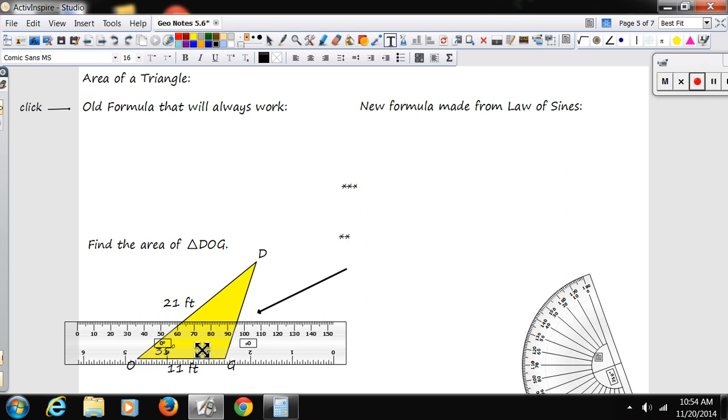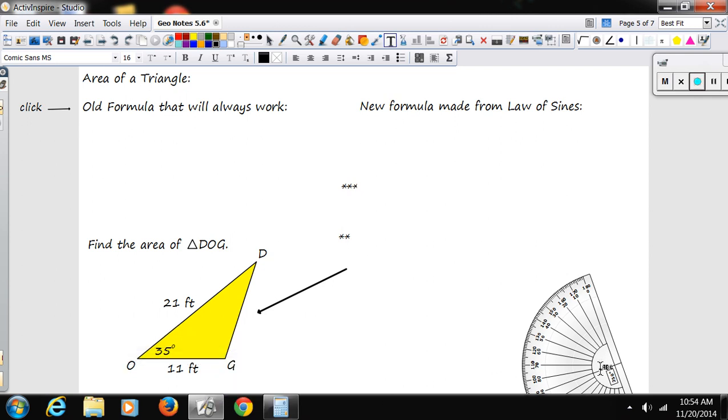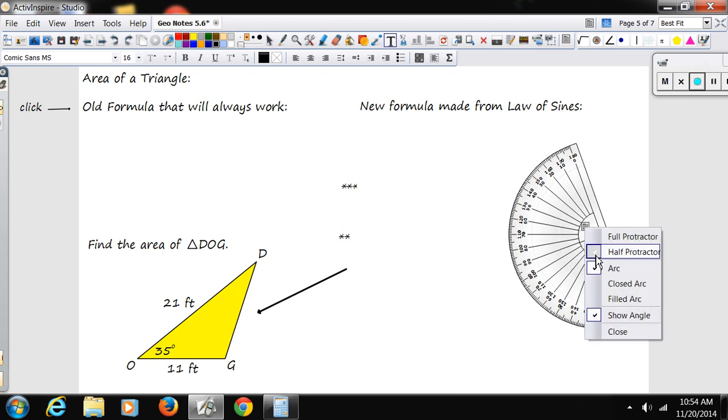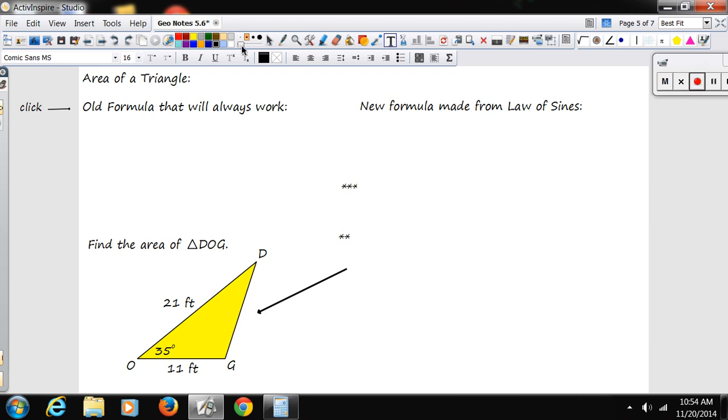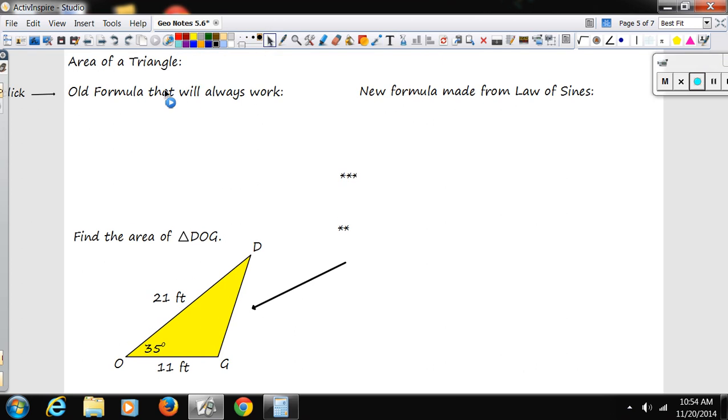I'm going to talk about area. Now, you already know area formulas. What is the area formula of a triangle? Base times height divided by 2. That formula will always work. But what do you have to have to use that formula? The base and the height. And what if you don't have the base and the height? Then you could use the law of sines and the sine function in our calculator to also find the area. It also works.